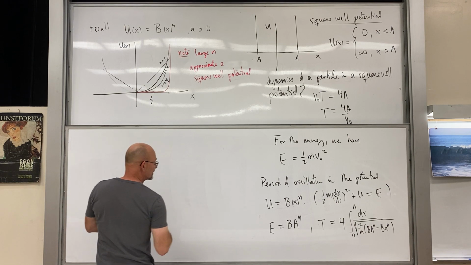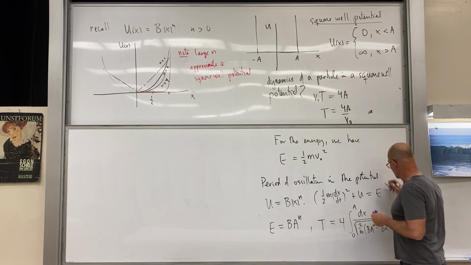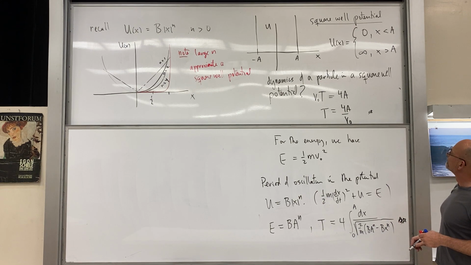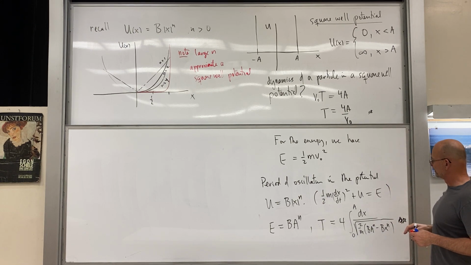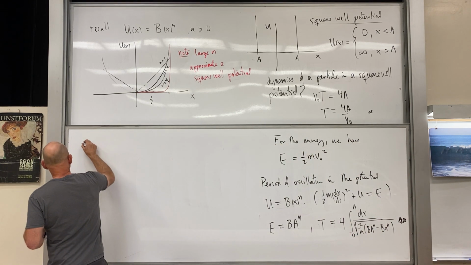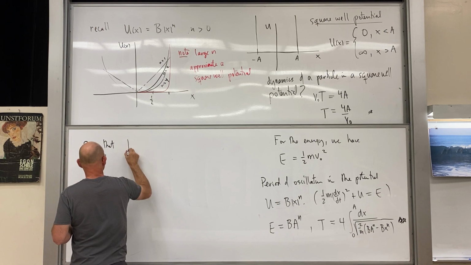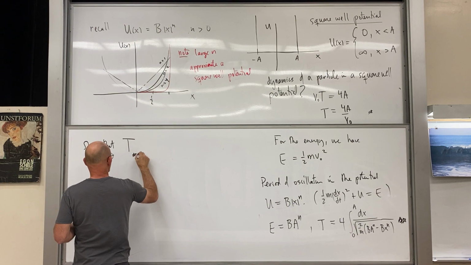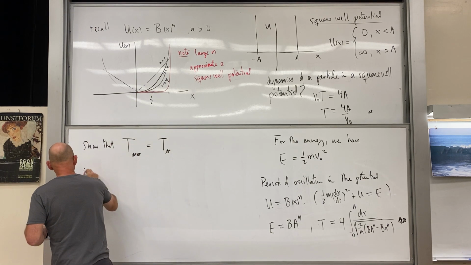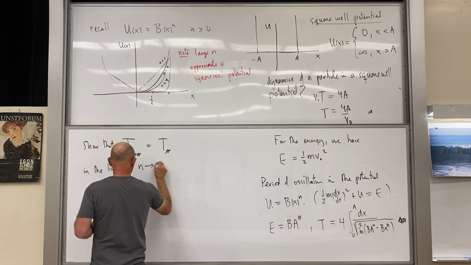Good, so everything's in place. We got this star, and we have double star right here. It's 4A over V naught. Show that T double star equals T sub star in the limit as n goes to infinity.